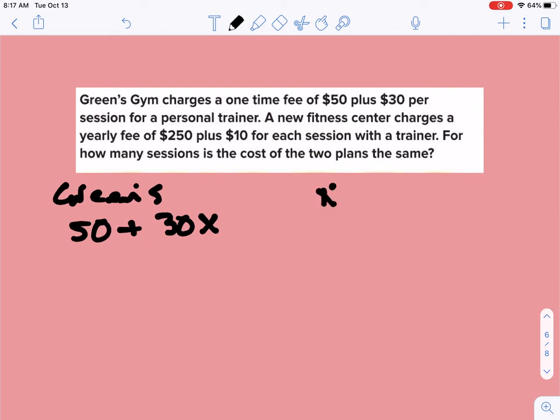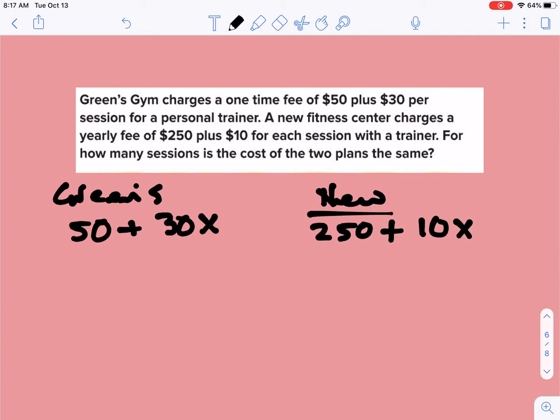And then the new place charges a yearly fee of $250 plus $10 for each session with the trainer. So 10 times X, all right? So a much higher fee, right? But it's just $10 a session. So it says, for how many sessions is the cost of the 2 plans the same? This is a pretty common type of problem.